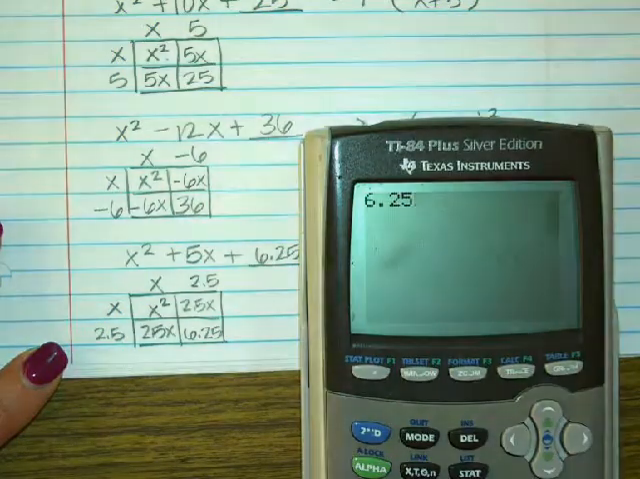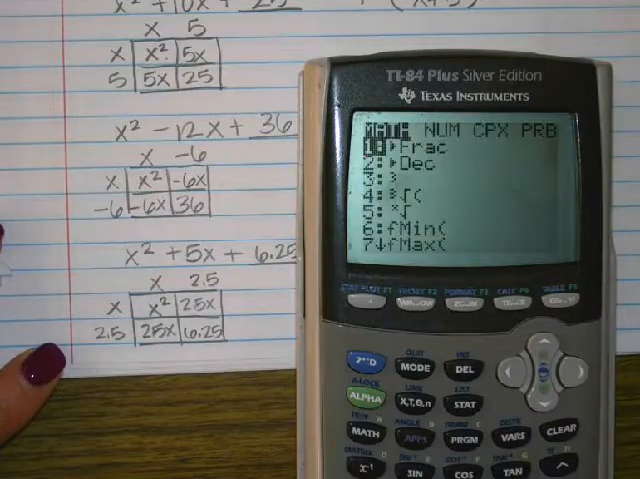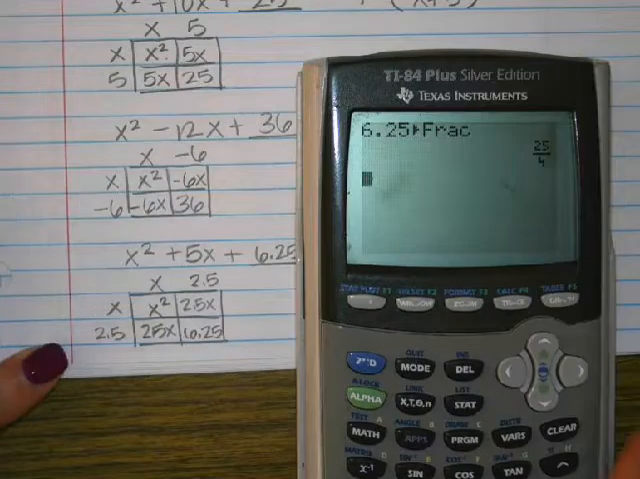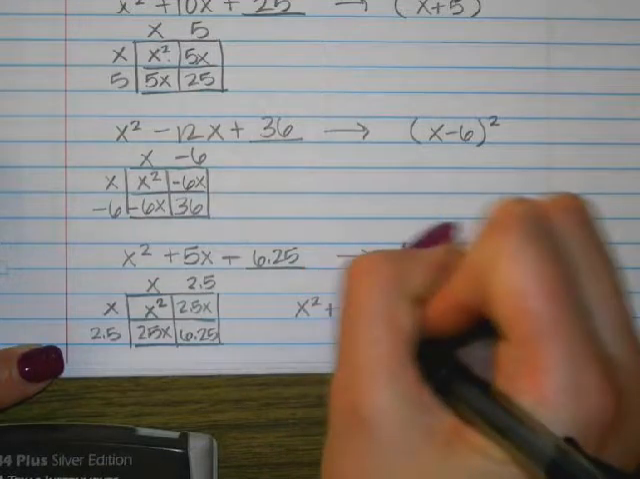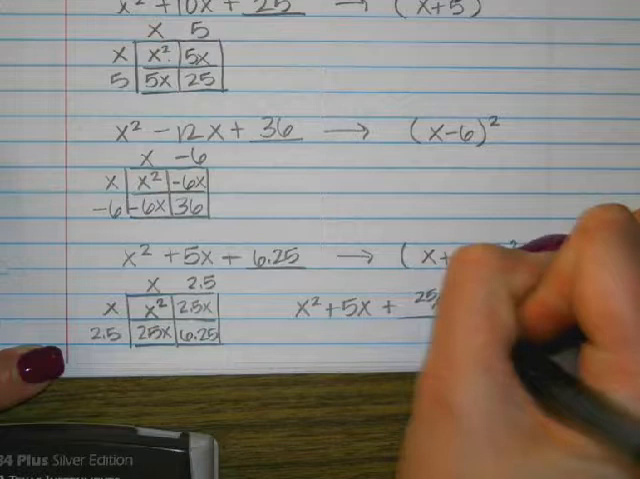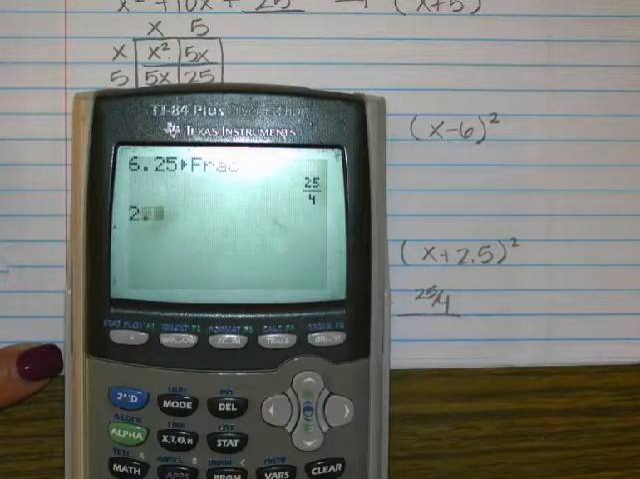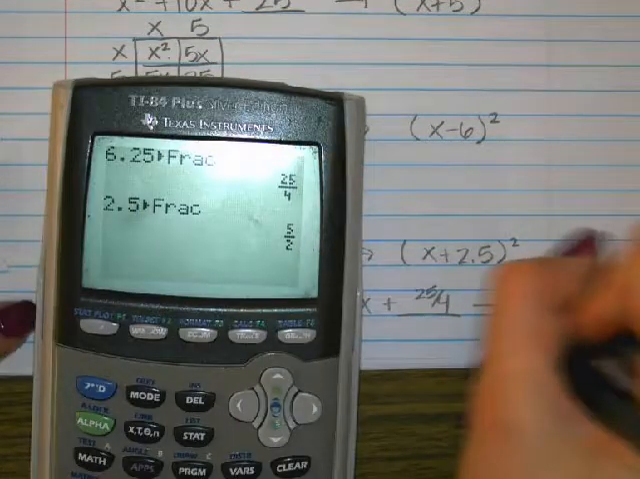And then if you hit the math button, it's right underneath the alpha button, hit the math button. And option 1 is frac. If you press enter, it will turn it into a fraction for you. So 25 fourths. So x squared plus 5x, and then we could say the number that completes the square is 25 fourths. And then we can take the 2.5 and turn it into a fraction, 5 halves.